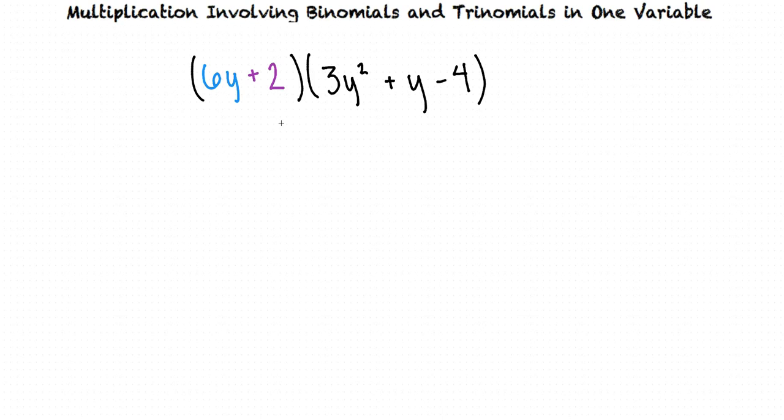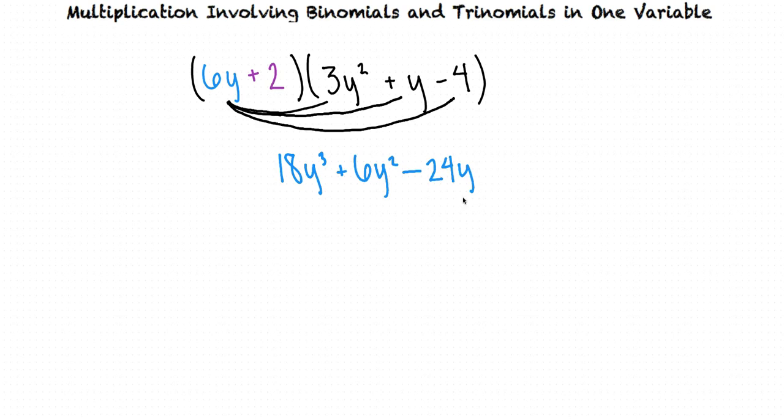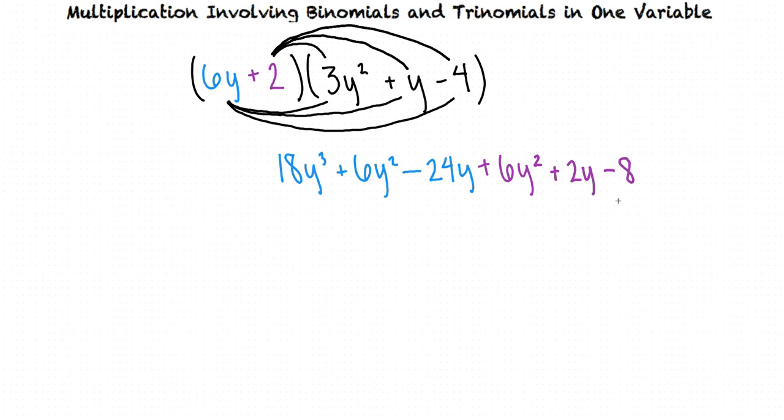We will start by multiplying 6y times 3y squared. This gives us 18y cubed. Next, we multiply 6y times y to get 6y squared, and we multiply 6y times negative 4 to get negative 24y. Next, we multiply 2 times 3y squared, and we get 6y squared. Now we can multiply 2 times y, which equals 2y. And lastly, we multiply 2 times negative 4, and that gives us negative 8.